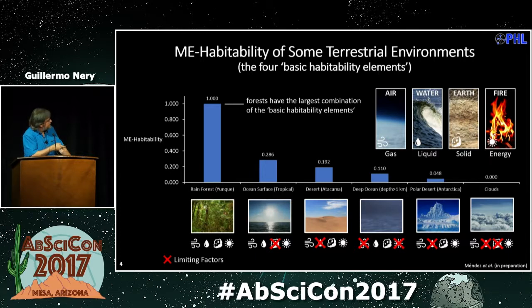Well, here, what do we have? We have lots of water, lots of solids, but very little gases and very little energy. So you get a lower value. And if you go all the way to the clouds, you get almost zero. Why? Lots of air, lots of energy, but comparatively small amounts of water and solids. So those limiting factors are very important in bringing the values down.